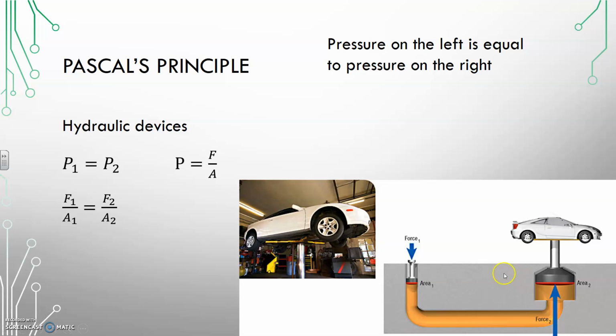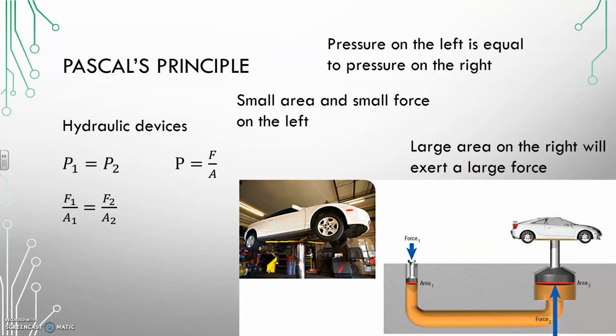Now, say your second area over here is twice as large as the first area here. In order to keep this proportion the same, your force has to be double on the right, to keep that proportion between the force and the area the same. So you've got a small area and a small force on the left, and that translates to a large area and a large force on the right.